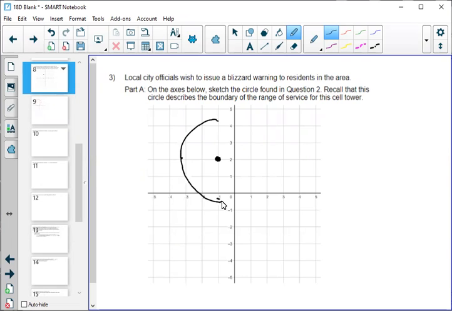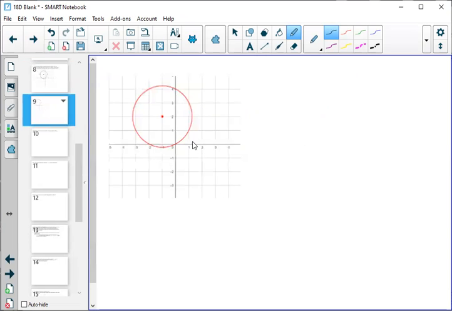So, a really rough looking circle. Fortunately, I have a better drawing of this. Well, I didn't draw it, but it's going to look like that.